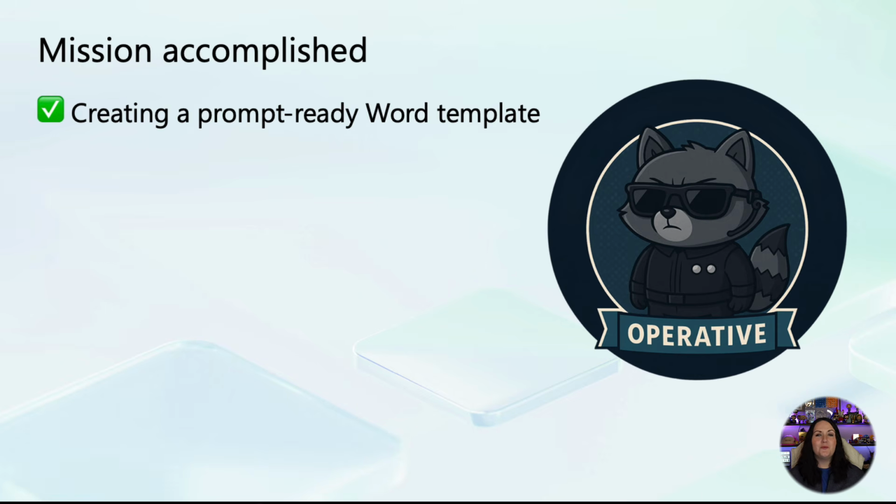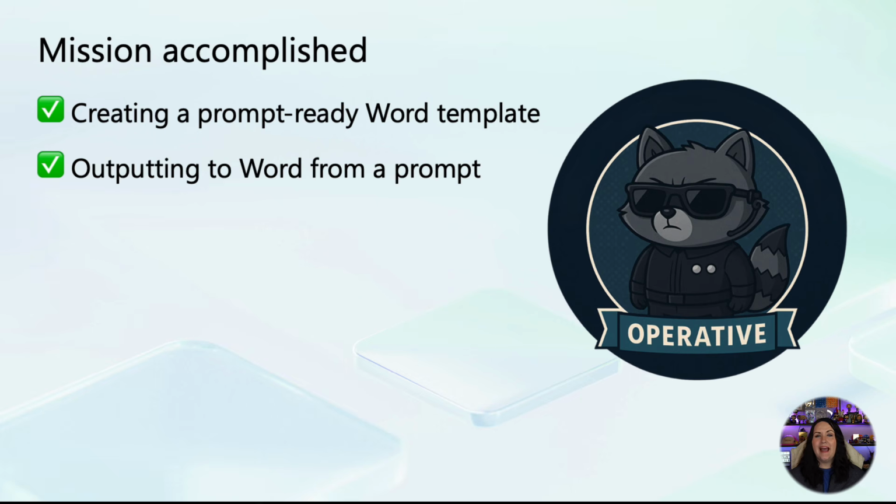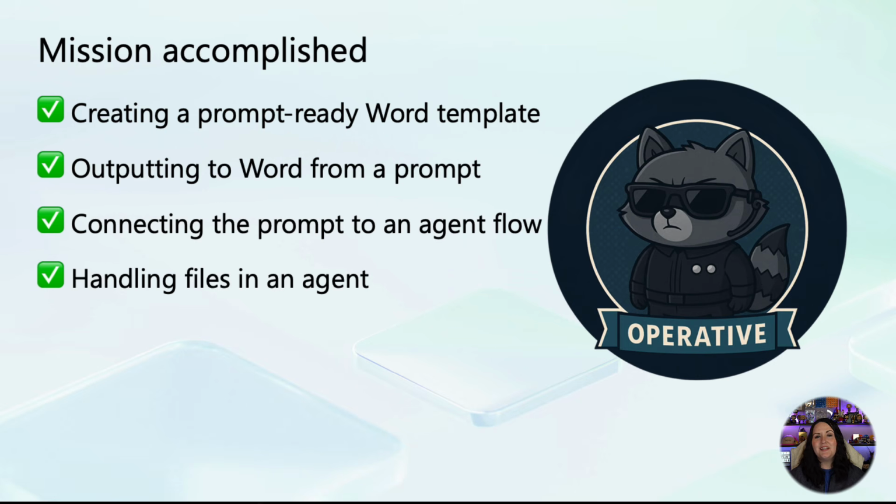We've created a prompt ready Word template. We've taken our prompt and outputted that to our Word file. We've connected that to our agent flow, which we then call inside of our agent.